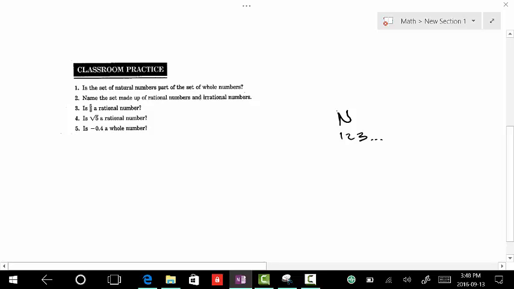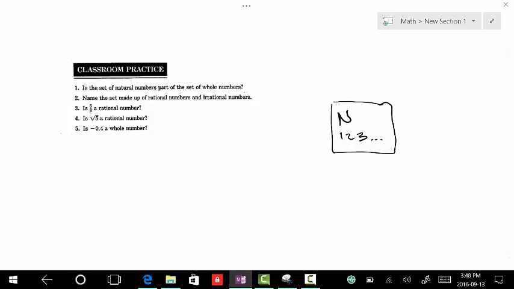The set of natural numbers starts with the number 1 and increases to infinity. It does not include any fractions or decimal numbers, just counting numbers. The whole numbers are a set of numbers that include the number 0, and again include numbers like 1, 2, 3, 4, all the way up to infinity. No fractions, no decimals. But the whole numbers include the number 0.